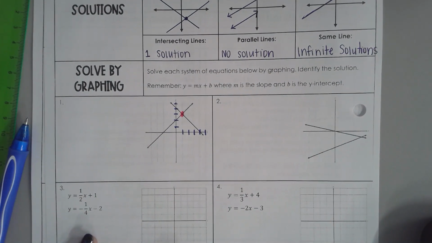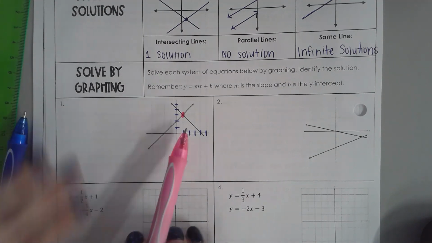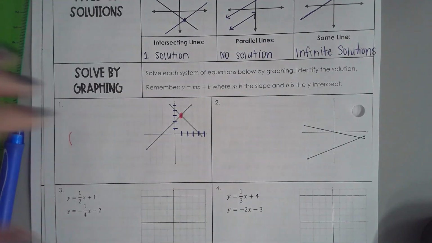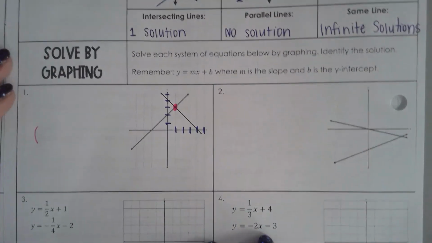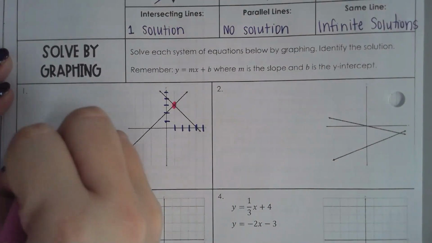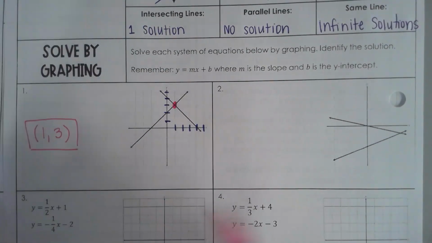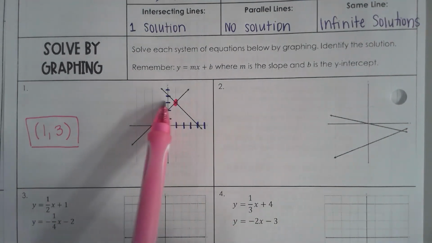So if I'm asking you for the solution, I'm asking you for the coordinate. So you need the x and the y. So what is the coordinate of this point? 1, 3. Yep. So this point right here has an x value of 1 and a y value of 3.